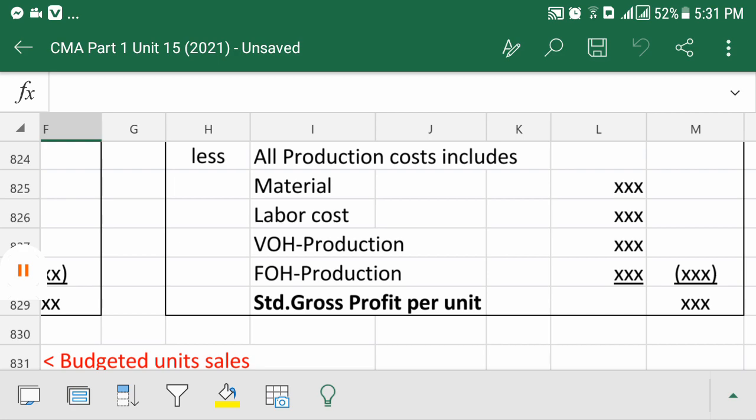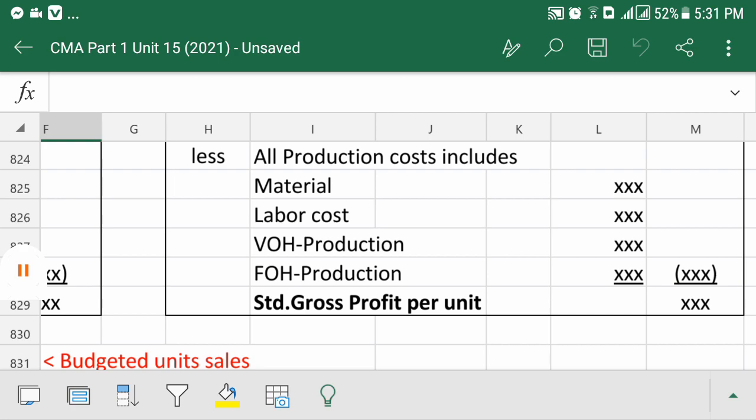Why is the first difference called the mix variance and the second the yield variance? Because in the top two lines the actual quantity is the same, but the actual and standard mix are different, so it is the mix variance. In the last two lines the mix is the same but the quantity is different, so it is called the yield variance, because quantity is related to yield. Before going to the example, we have to make this clear.